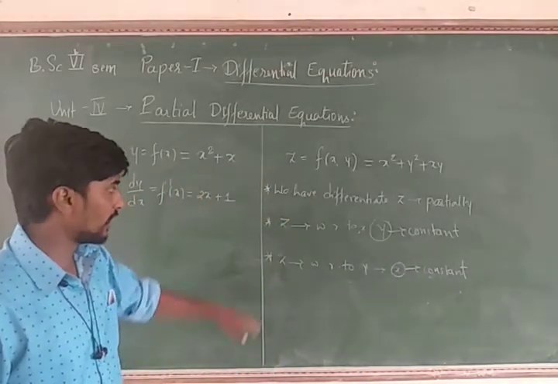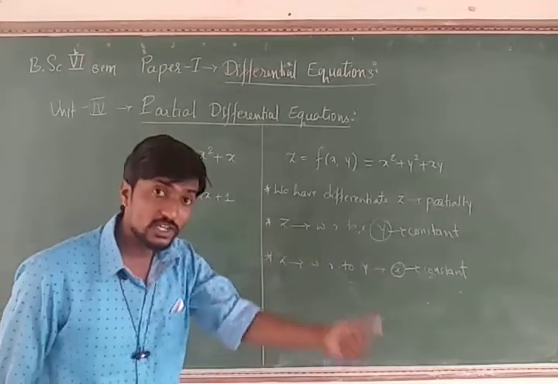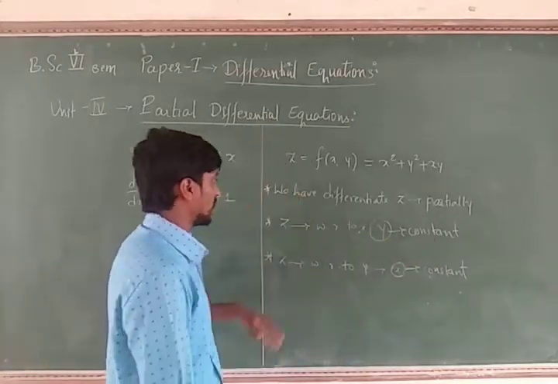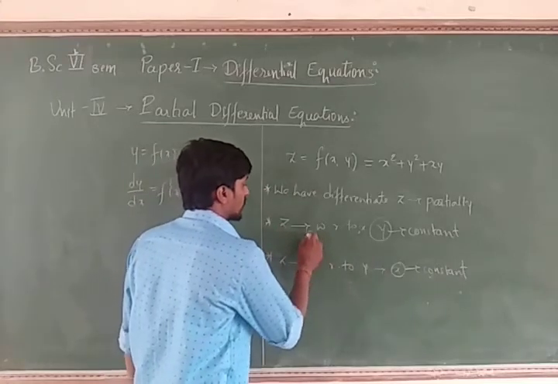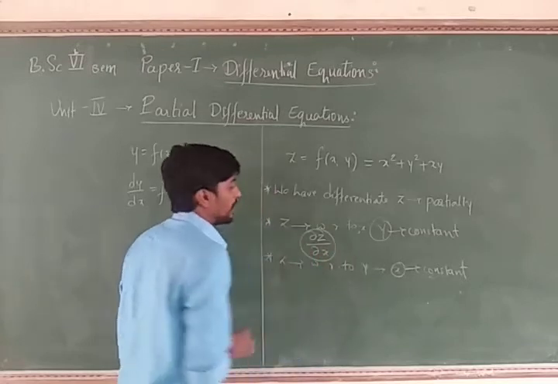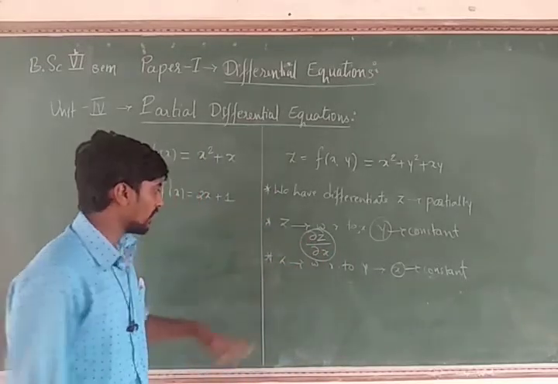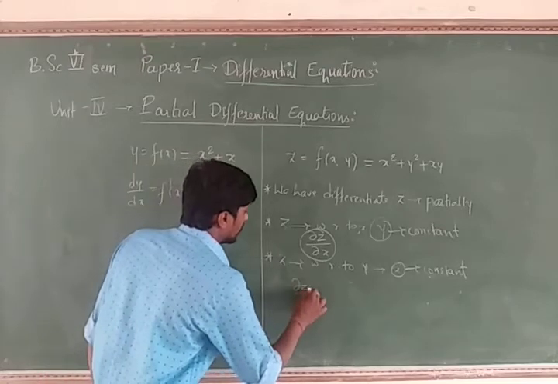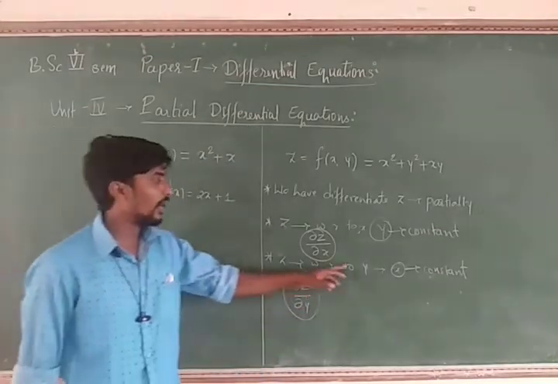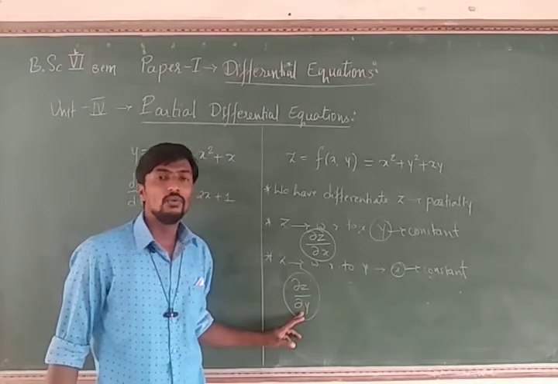Now look here. While differentiating z with respect to x partially, where y is taken as a constant, we denote the differentiation as dou z divided by dou x. This is the partial differentiation of z with respect to x. Similarly, dou z divided by dou y is called the partial differentiation of z with respect to y.